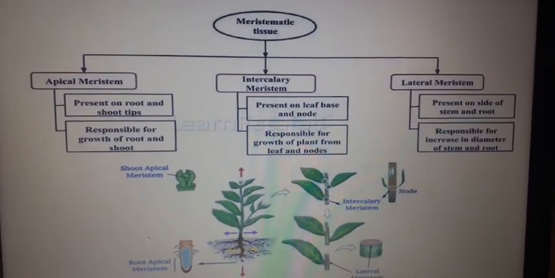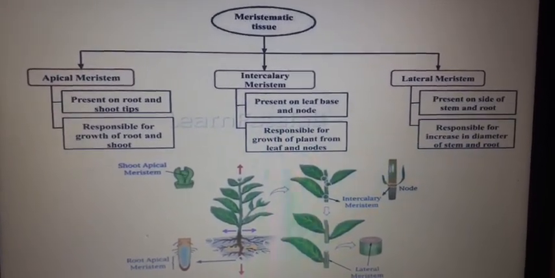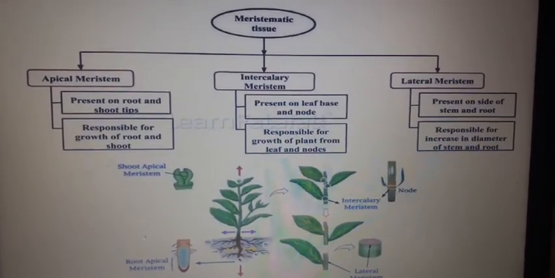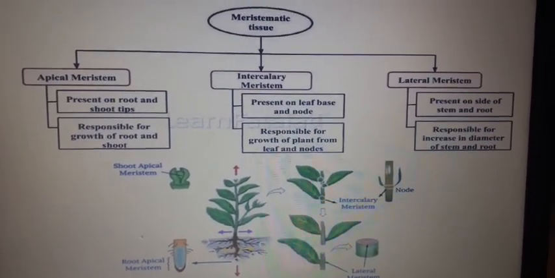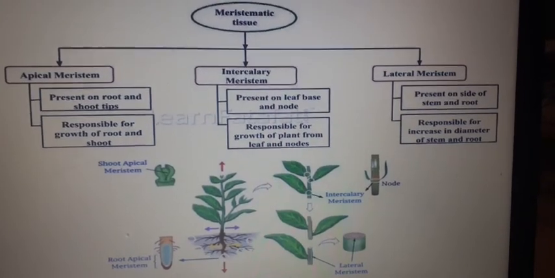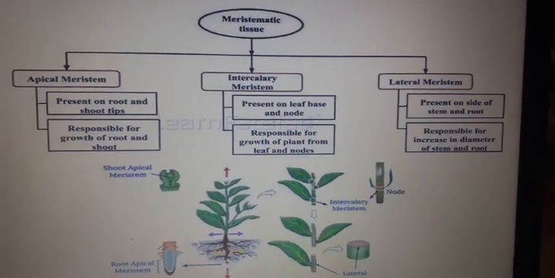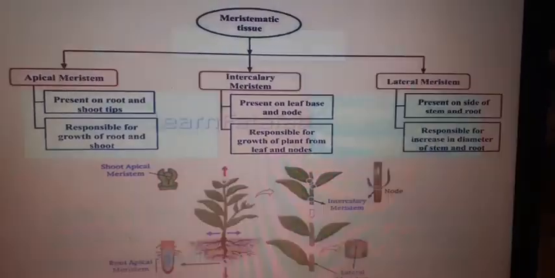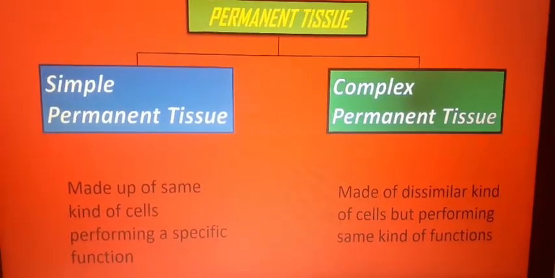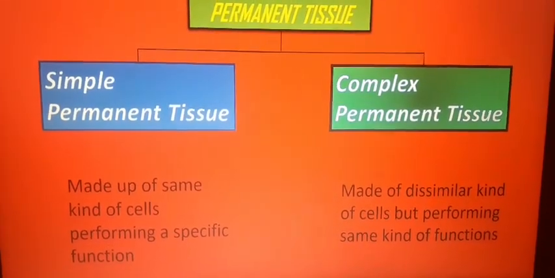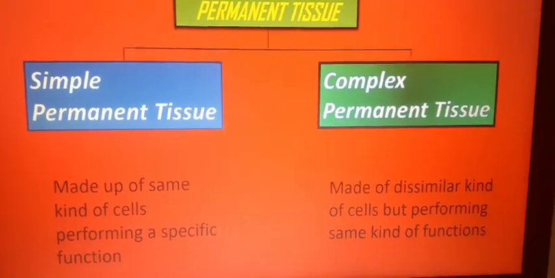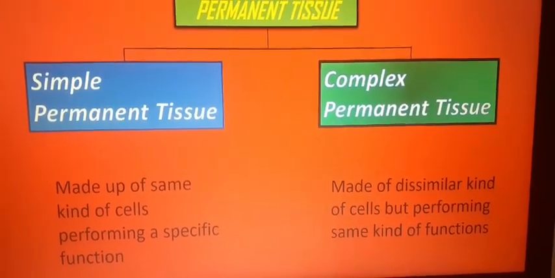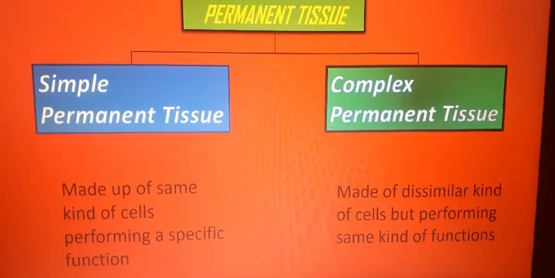So apical, vertical growth; intercalary for new leaves and nodes, and this intercalary only later on takes up the role of permanent tissue. Similarly, lateral, which helps in the increase in the diameter of the plant body. Then again, the permanent, further classified as simple and complex. Simple, the name itself suggests, same kind of cells, and complex, different types of cells, but performing the same function.